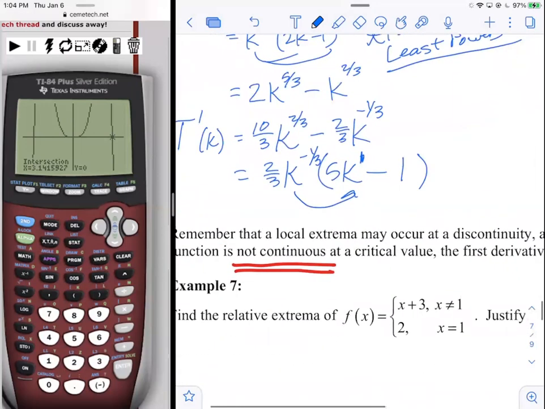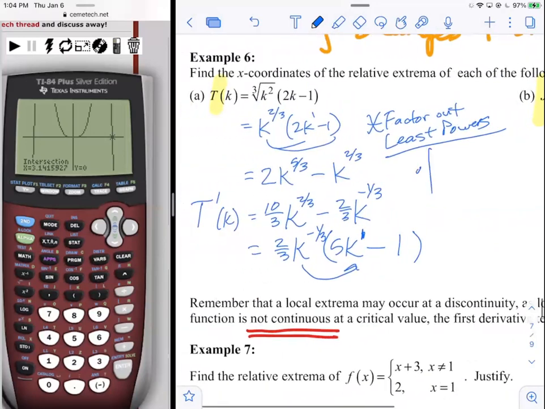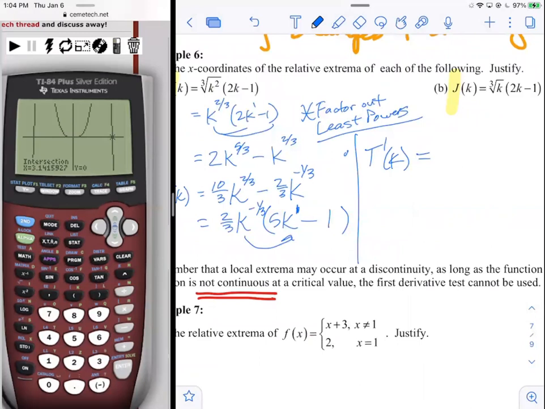So if we fix this now, let's come over here. T prime of k, last thing, it's going to be 2 times 5k minus 1 all over 3 times the cube root of k. And I think we have to stop right there. But we got it in the prime form. That's harder to do.